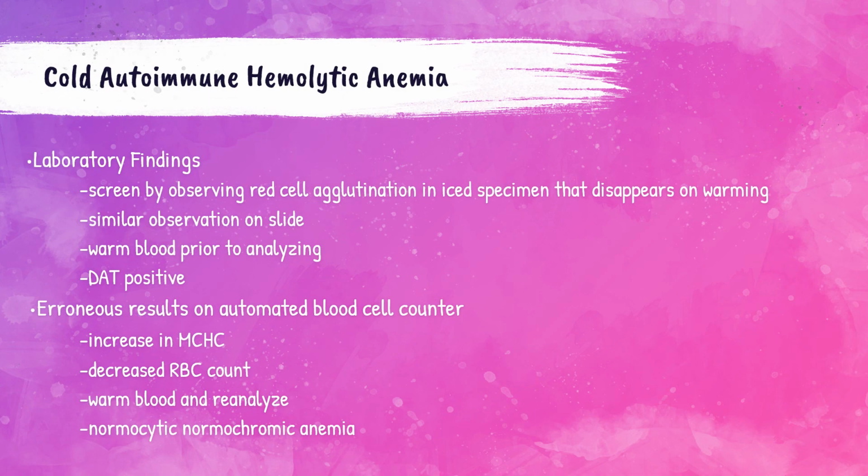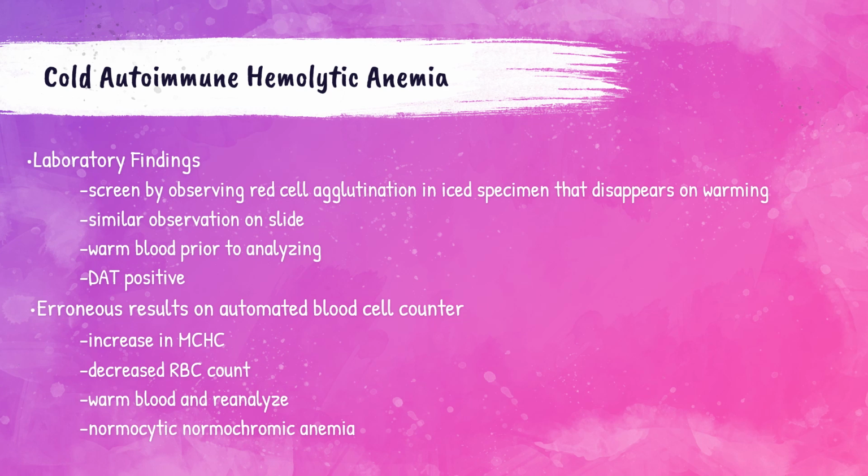Patients with cold autoimmune hemolytic anemia will have a positive DAT result. This agglutination is happening when the blood gets colder. So what would you think would happen if this patient had blood work done? They have their blood drawn into specimen tubes, and those tubes are sent to the laboratory for testing.